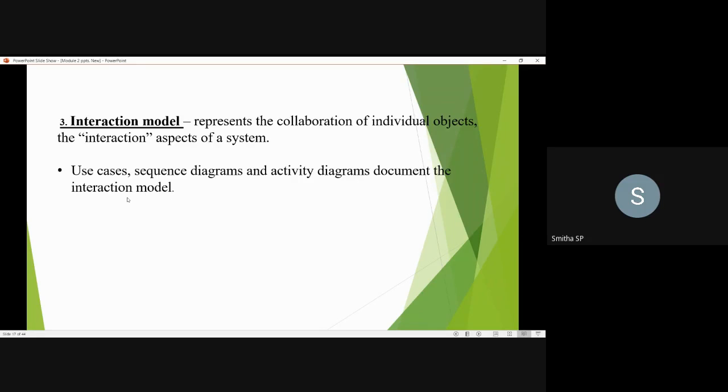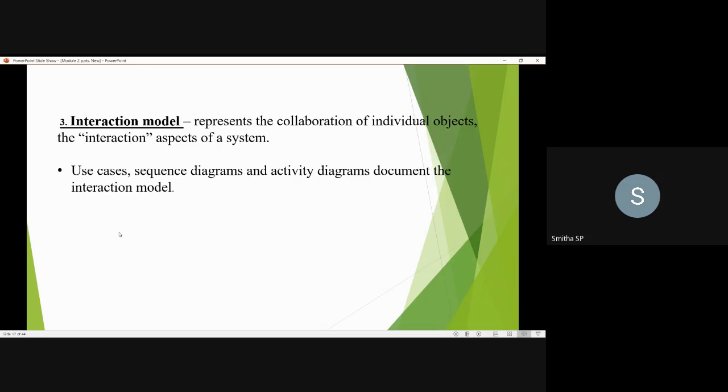The interaction model represents the collaboration of objects, that is, the interactions in the system. It describes the interaction between the objects, that is, how individual objects collaborate to achieve the behavior of the system as a whole. Use cases, sequence diagrams, and activity diagrams document this interaction model. We make use of use cases, sequence diagrams, and activity diagrams to represent the interaction model.